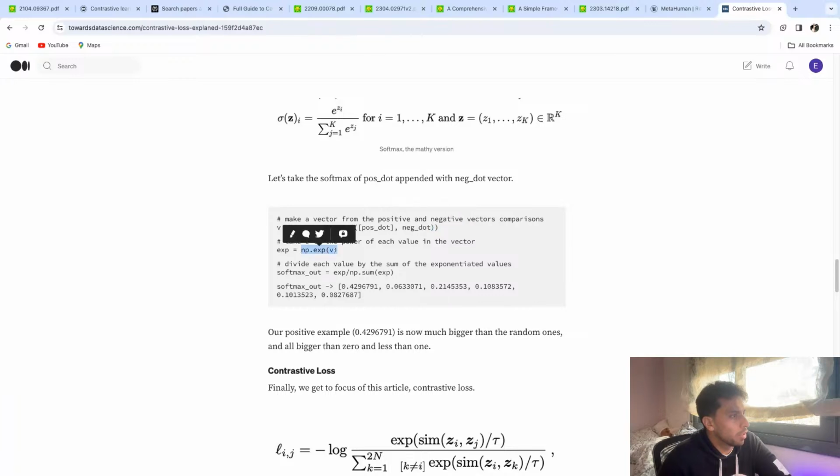exponential, the exponential of the vector that we can calculate, concatenated here. We're concatenating the pos dot and negative dot, and then we divide each value by the sum. So we are dividing all the values that we calculated in the exponential by the sum of the exponentials. That gives us a normalized result. When we normalize that, we have values here, and we can say that this is near or closer, right? Our positive sample is much bigger than the random ones, and all values are bigger than 0 and less than 1.